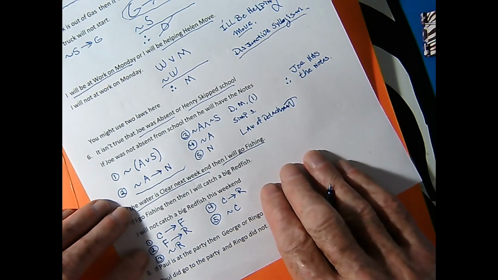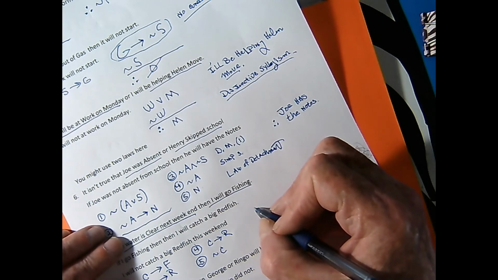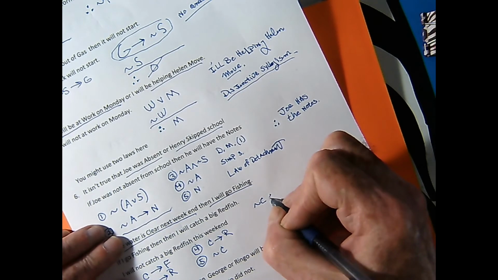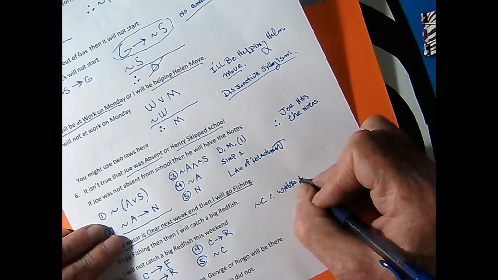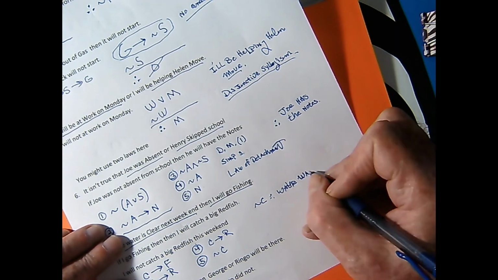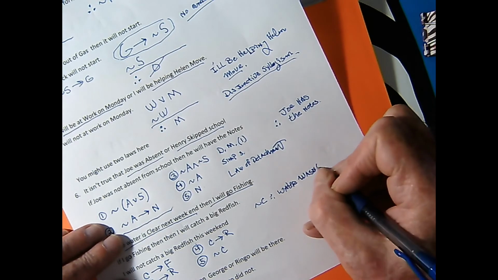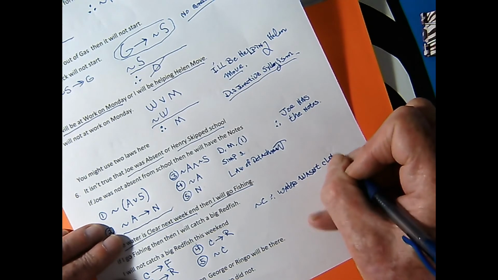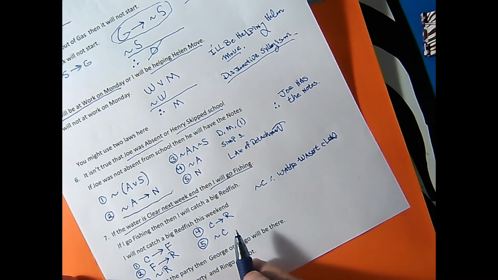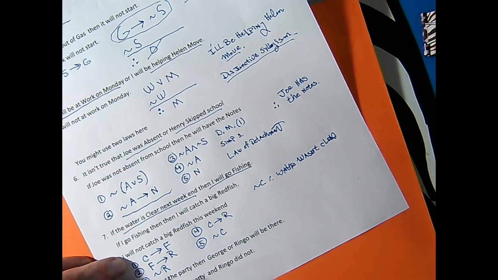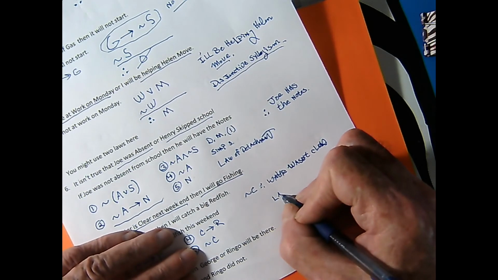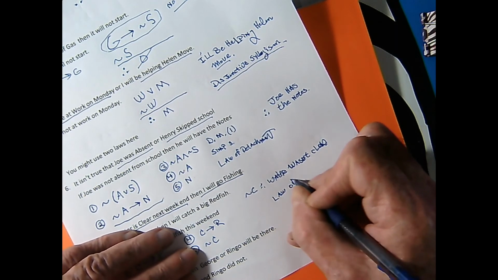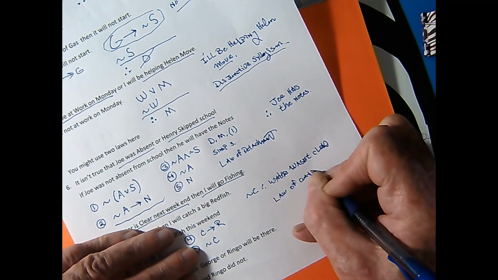So on the right, I've got to talk about what that means. That would mean not C, therefore the water was not clear. And then I've got to tell you what rule was used. Water was not clear. If C gives me R and I deny R, then that leads me to the denial of C. That's the law of contrapositive, and we should write that over here too. Law of contrapositive. And we've got one more to look at.